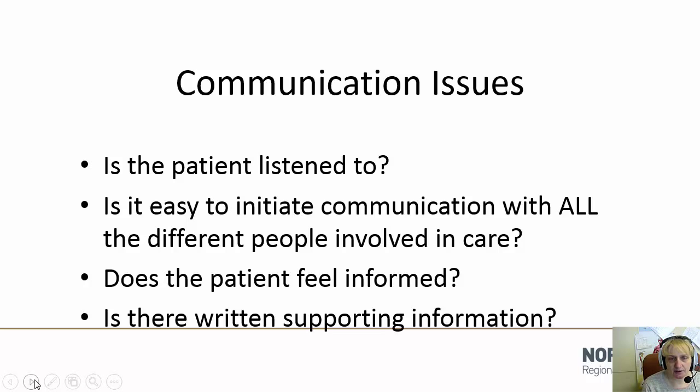So quite often we as health and social care workers have to be very careful that the patient feels informed. One of the ways that you can make the patient feel informed is whether or not there's some written supporting information. Now remember that not all communication issues are verbal issues. Documentation comes into communication issues too.